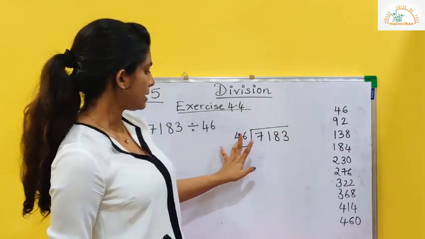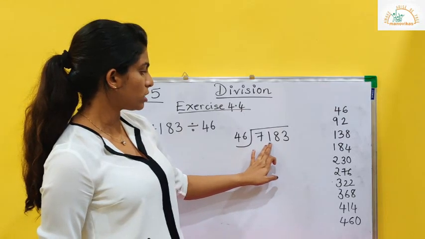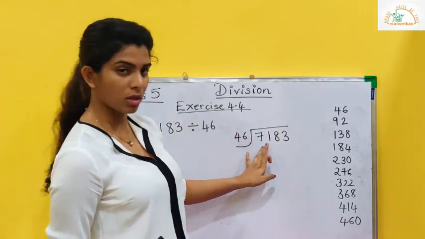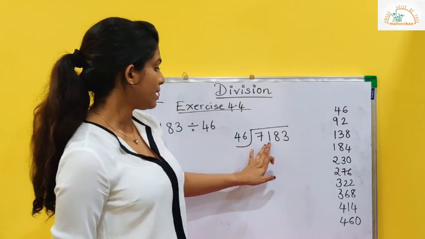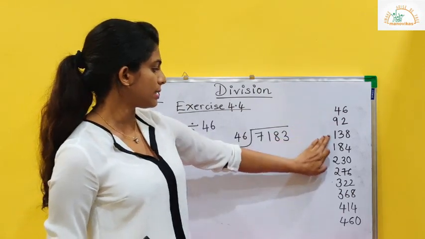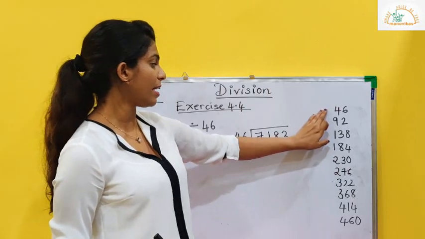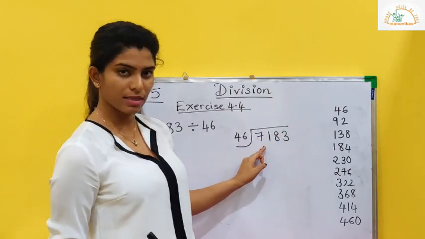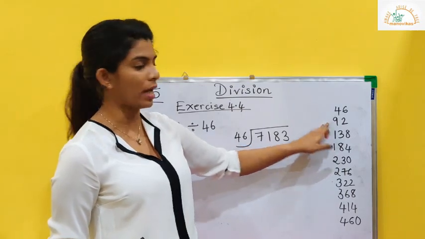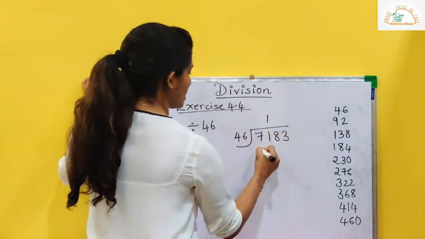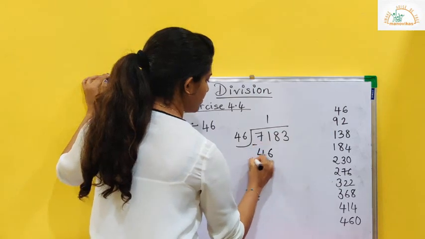Now 46, and here I have to look at the first 2 digits. The divisor should be smaller than those 2 digits which we are looking for. Now 71. See in the 46 times table where we can find a number closer to 71. 46 1s are 46, 46 2s are 92. So I have to use 46 1s are 46.